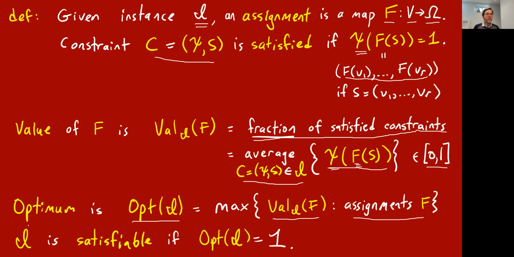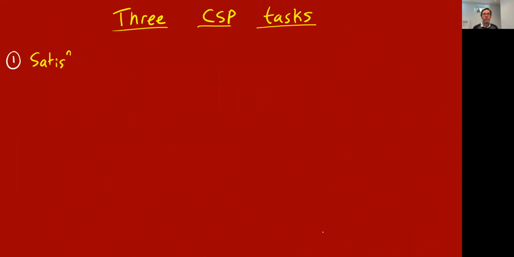Okay, and we say that an instance is satisfiable if its optimum is 1, meaning there's an assignment satisfying 100% of the clauses or constraints. Okay, so I'm going to talk about 3 algorithmic tasks associated with CSPs.